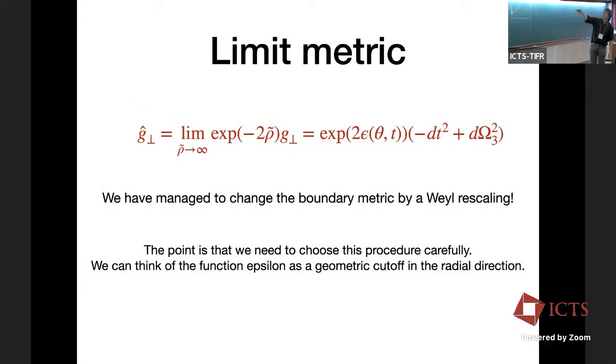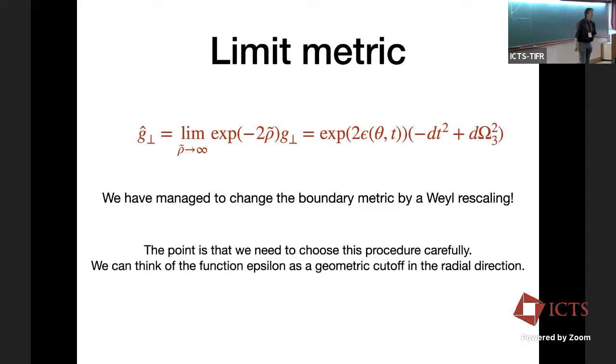So how do I get the limit metric? I take g hat, and I now take the limit when rho tilde goes to infinity, and I strip the exponential factor. That was my rule before. So I use the same rule. And then what do I get? I get the exponential of 2 epsilon of theta times minus dt squared plus d omega 3 squared. And why does the rest of the stuff not matter? Because the rest of the stuff is going to be subleading in rho tilde, so it goes to 0 when I take rho to infinity. So no matter what I did with the rest of the metric over here, in all these dot, dot, dot pieces, all of that goes away.